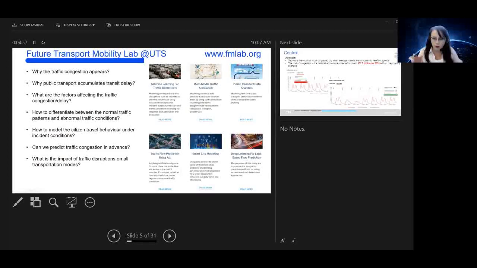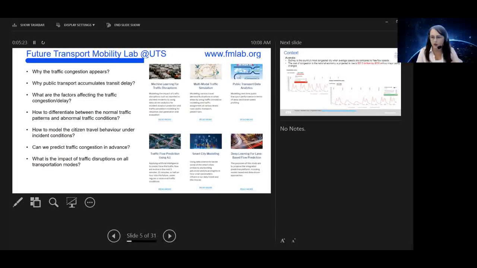But the problems that we want to solve in general in the Future Mobility Lab basically reside in a few questions. We want to understand, for example, why traffic congestion appears in the city and where. Also, all of you have probably traveled by transport in Sydney, taking a train, taking the buses, there's always delay that is being accumulated.